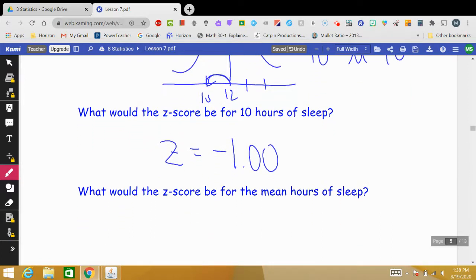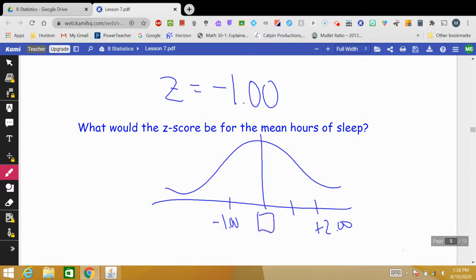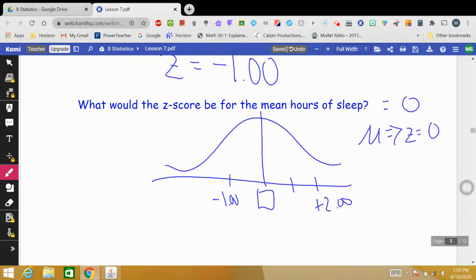So what would the Z-score for the mean be? Well, let's just use our reasoning here. 16 was plus 2. 10 was negative 1. What number do you think goes here? 0. So the mean always has a Z-score of 0. Because if you think about it, a Z-score is how many jumps you are away from the mean. If you're on the mean, you're 0 jumps away from the mean, so the Z-score is 0.